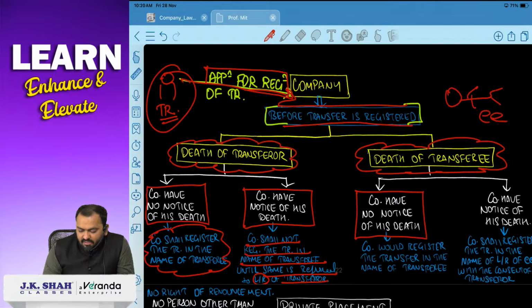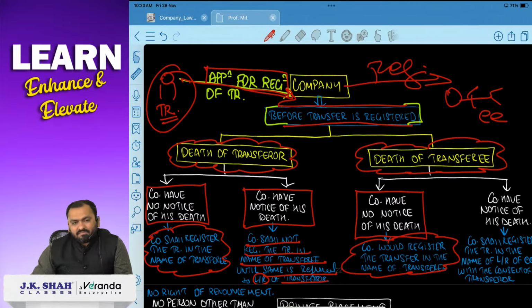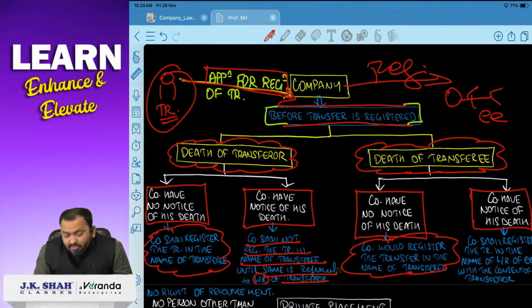Transferee died. Is the company aware about this? No. What will the company do? The company will register the transfer. Right? So the company would register the transfer in the name of the transferee. But what if the company has knowledge of the death? If not having knowledge, the company will register.